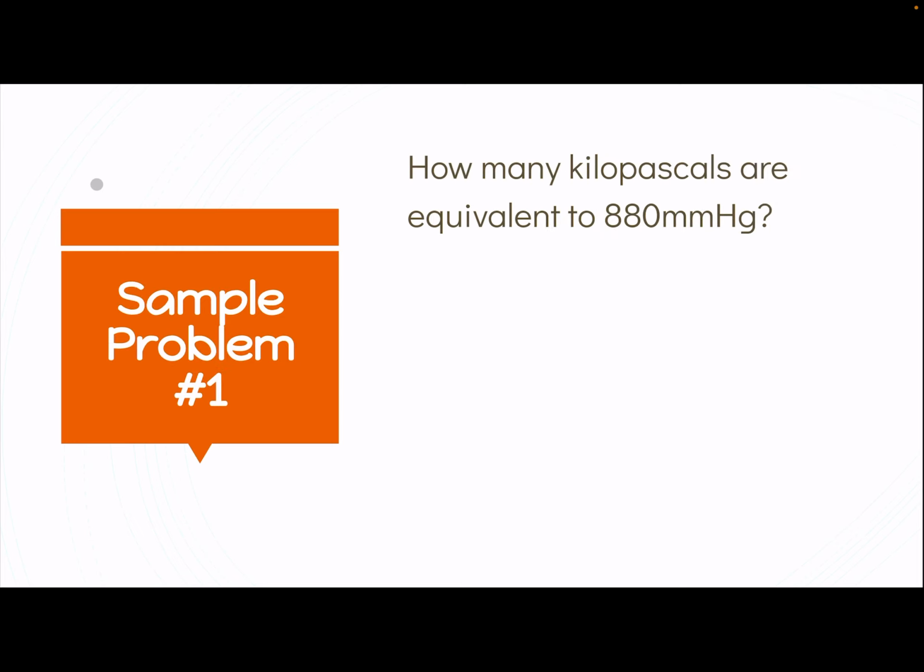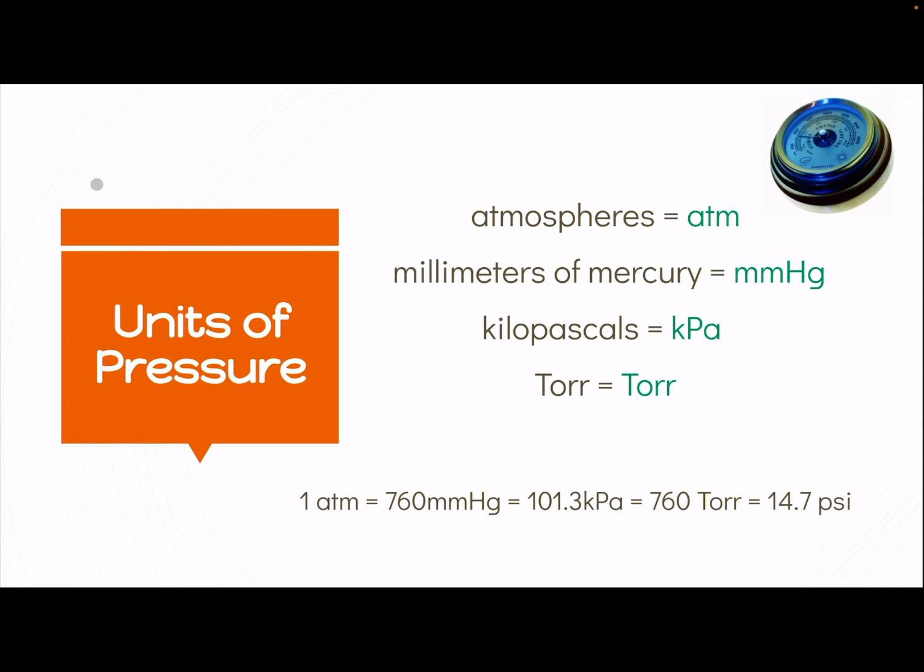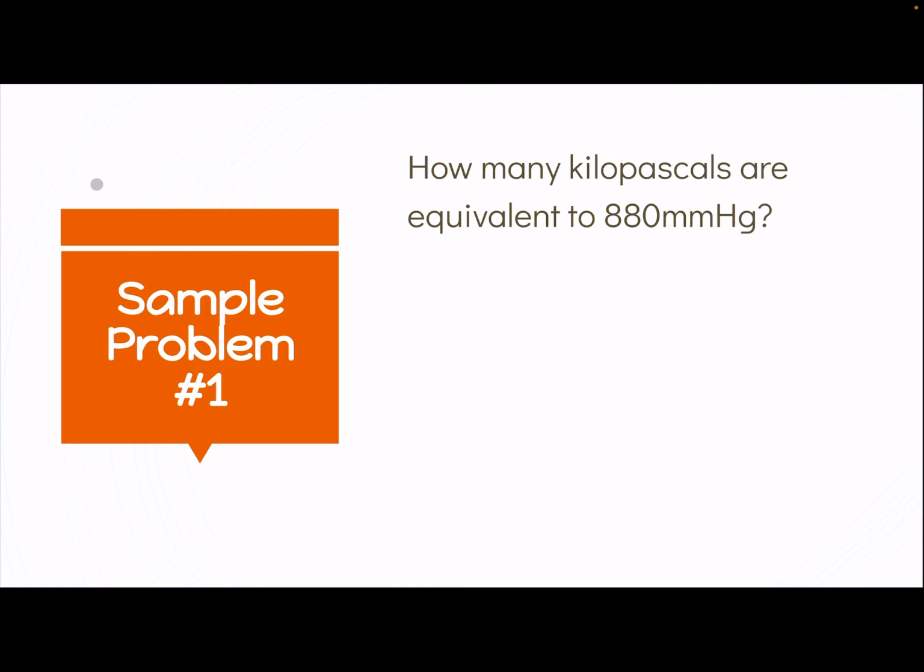How many kilopascals are equivalent to 880 millimeters of mercury? Well, let's go back and look at our conversions. We see millimeters of mercury down at the bottom. 760 millimeters of mercury equals 101.3 kPa. So we're going to need that information over here. We have 880 mmHg. Let's set up our T-chart.